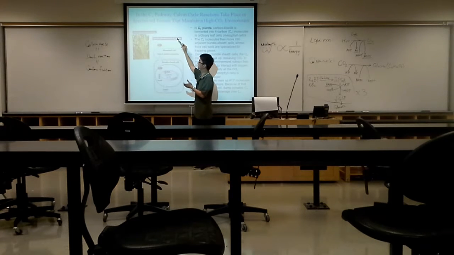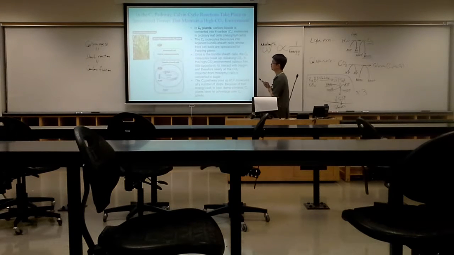During daytime, when the stomata are closed, these 4-carbon molecules can go into the bundle sheath cell, and the bundle sheath cell will convert the 4-carbon molecule into carbon dioxide. So the C4 molecule breaks up, releasing carbon dioxide. And then with this high carbon dioxide environment, they can make a lot of sugar in the Calvin cycle.